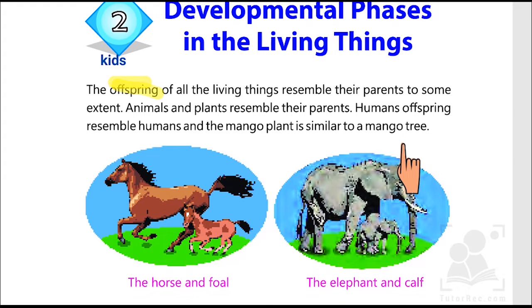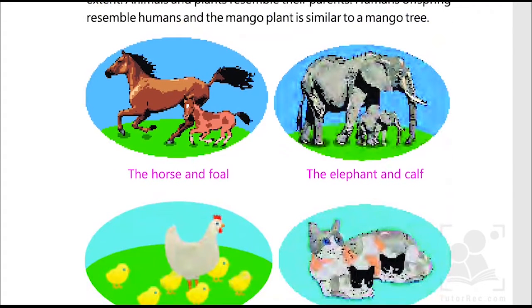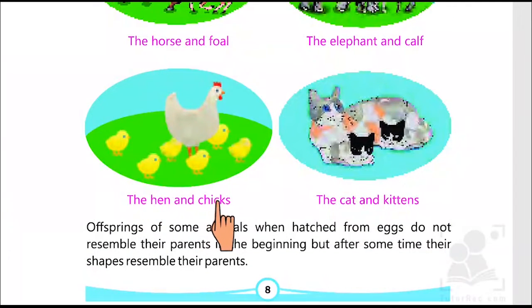It's not possible that a plant of apple should grow a tree like a mango. So definitely the roots should remain the same. The horse and foal, the elephant and calf, the hen and chicks, the cat and kittens, these are the offspring of some animals.